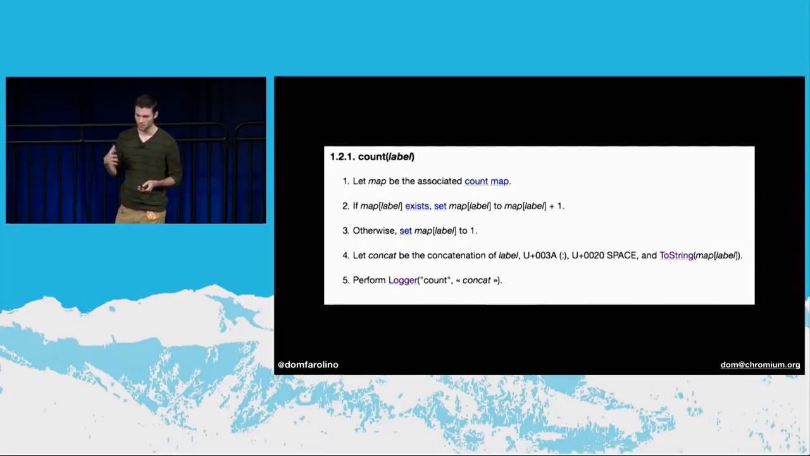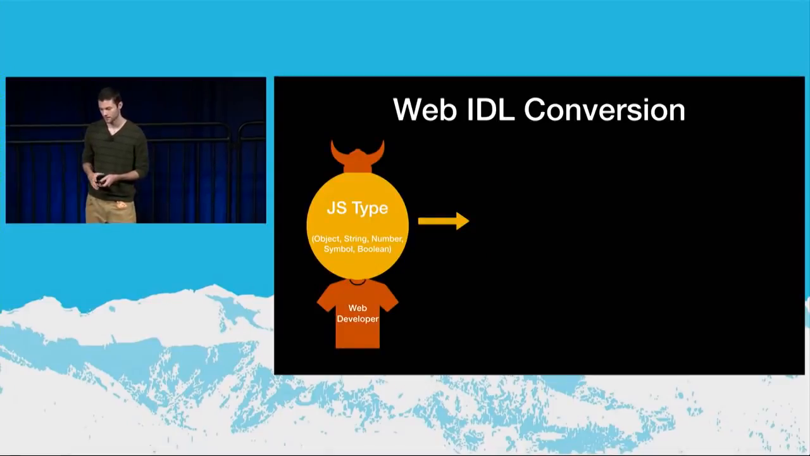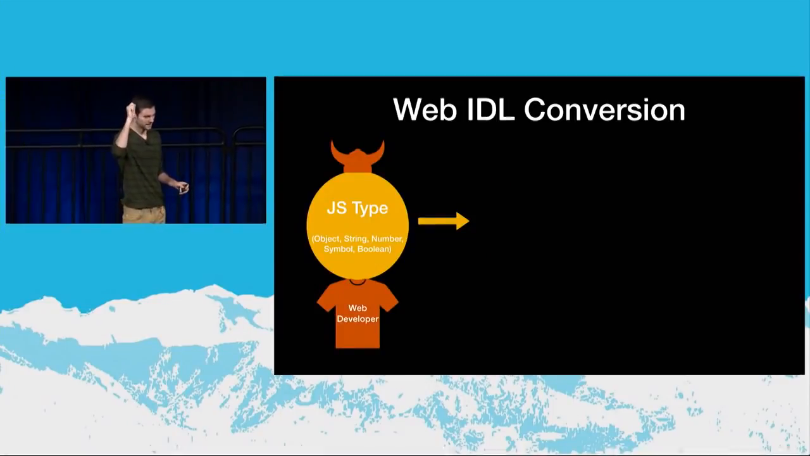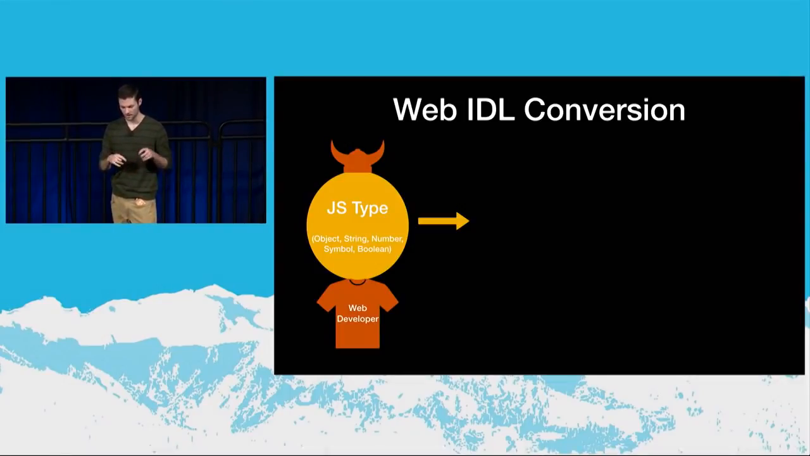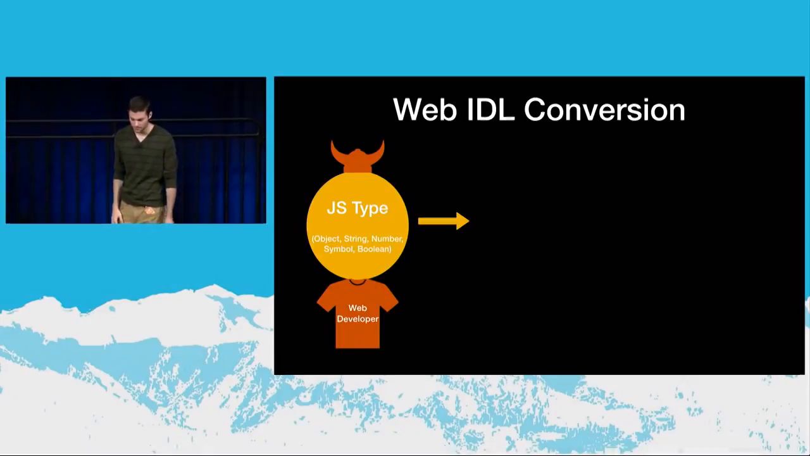And so I want to talk about how WebIDL actually works in practice. So you're a wily JS dev, you've got your Viking hat on, and you don't really care about types, right? So you're going to mash on your keyboard and call console.count. And you're going to just give it whatever you want. You can give it a symbol, you can give it an object, you can give it whatever.